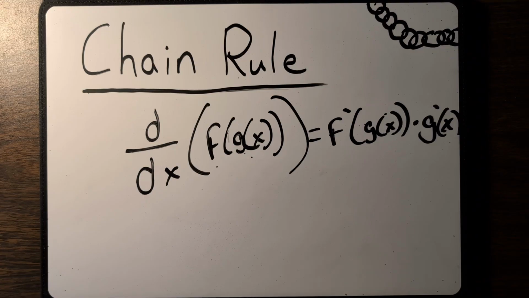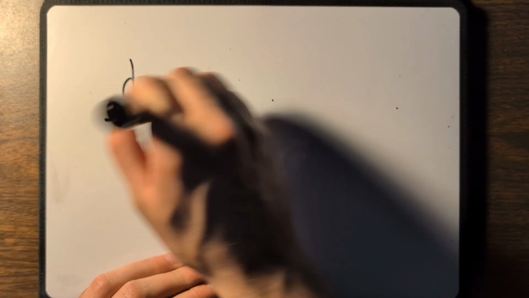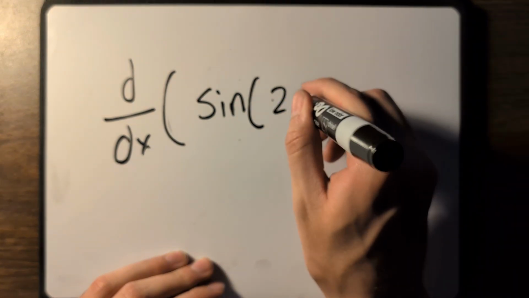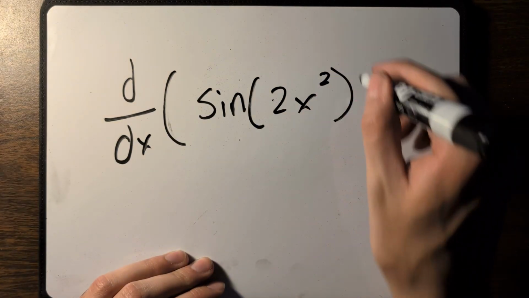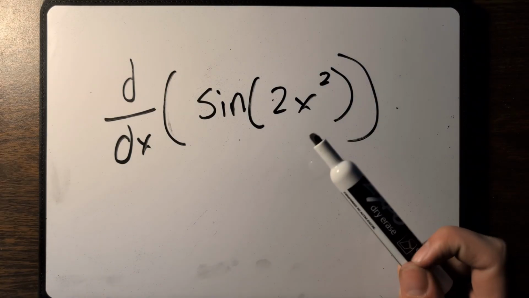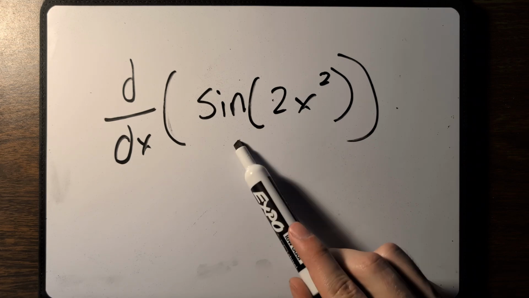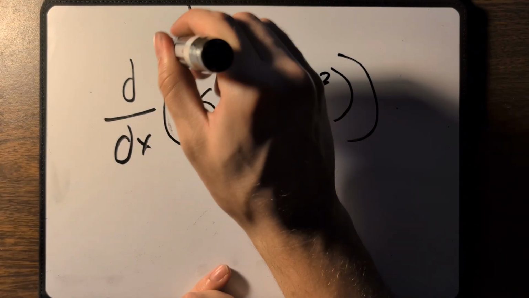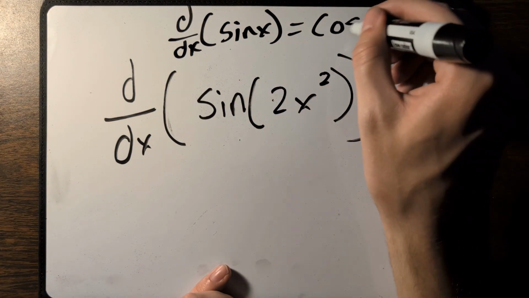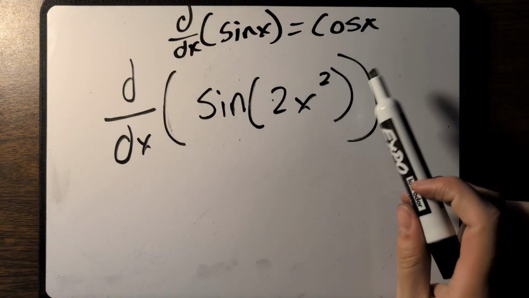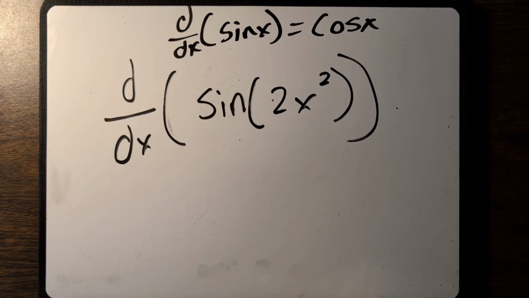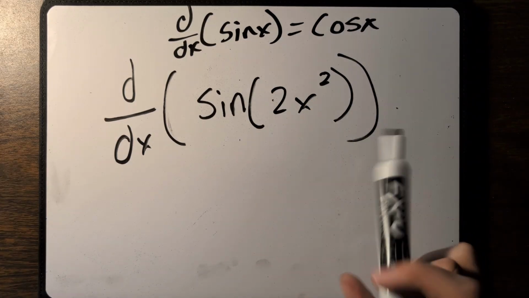Let's look at an example. For our example, we're going to look at the derivative of sine of 2x squared. So we need to apply chain rule in this case because normally the derivative of sine of x would just be cosine of x, right? But we don't just have sine of x, we have sine of 2x squared, right? We have some function inside.